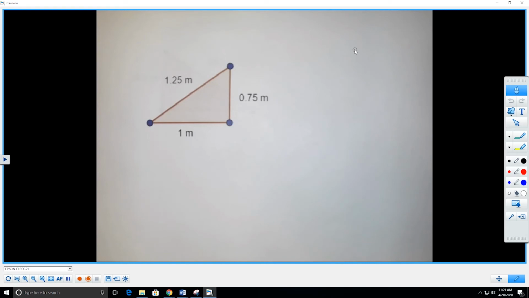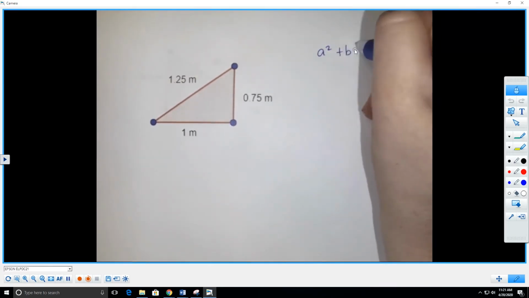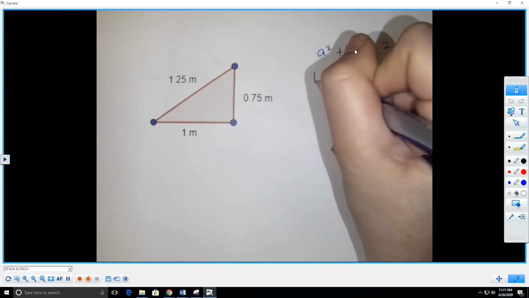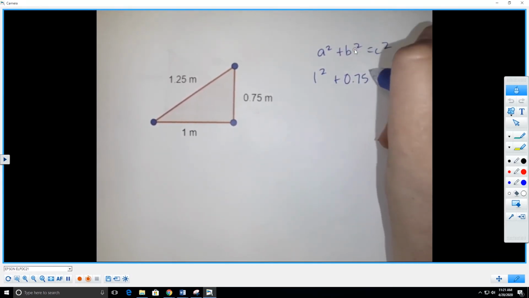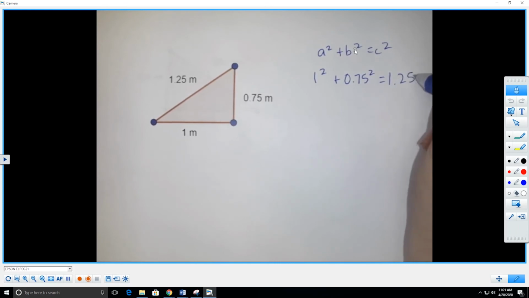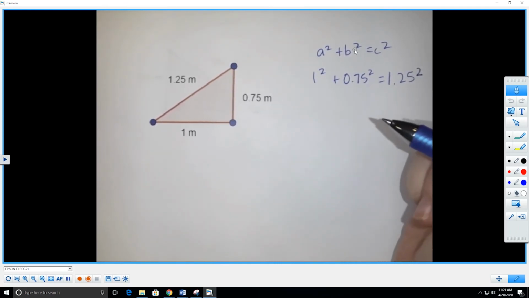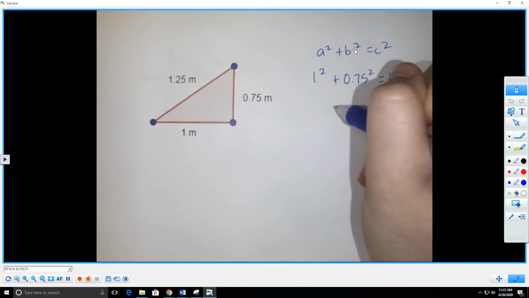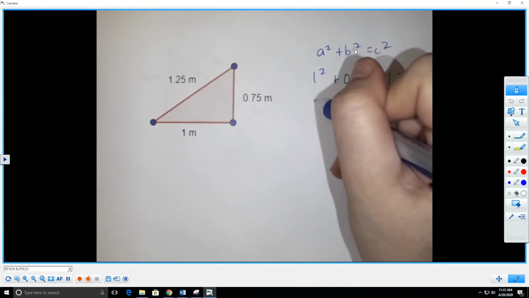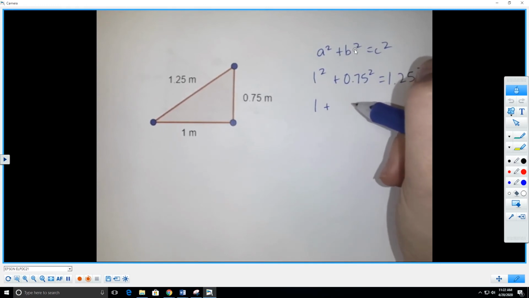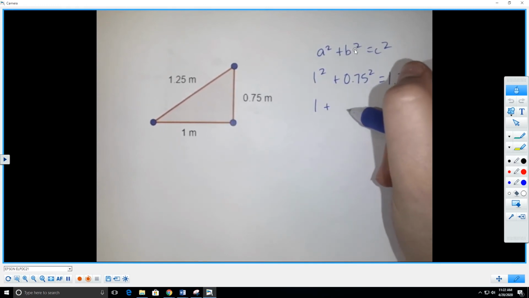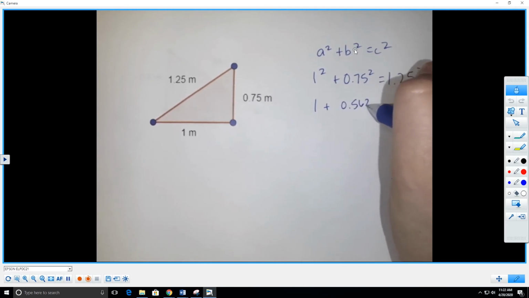Well, what did you decide? Yes, these measures do form a right triangle because this statement is true if you used 1.25 or 1 and 25 hundredths for the hypotenuse. So we're going to start with the Pythagorean theorem, and we're going to sub in our values for our leg lengths and for our hypotenuse. And we're going to simplify both sides. So when I do that, I get 1 plus 0.5625.